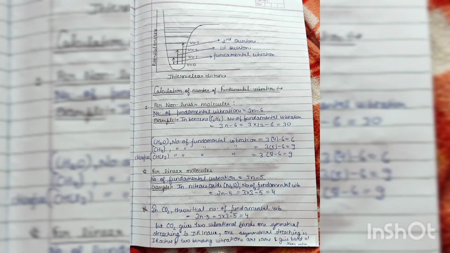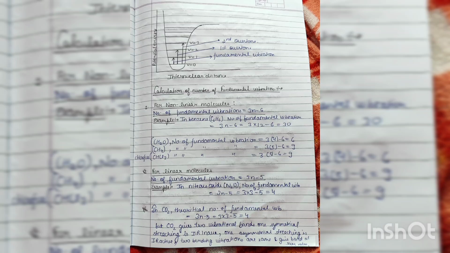Calculation of number of fundamental vibrations. For non-linear molecules, number of fundamental vibrations will be 3n minus 6. For example, in benzene C6H6, number of fundamental vibrations 3n minus 6 is equal to 3 into 12 minus 6, which is equal to 30. Another example for this is chloroform CHCl3. The number of fundamental vibrations is equal to 3 into 5 minus 6, which is equal to 9.